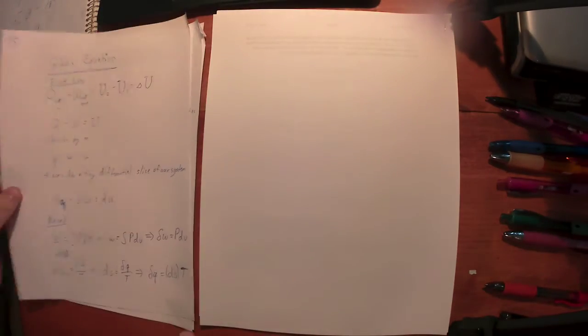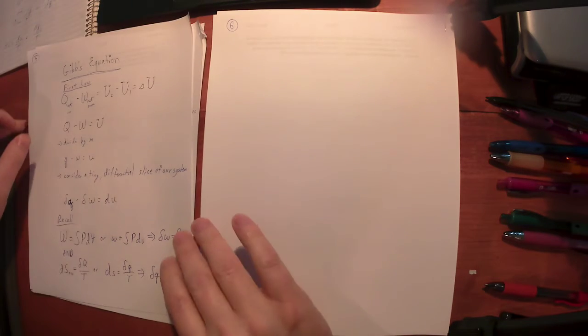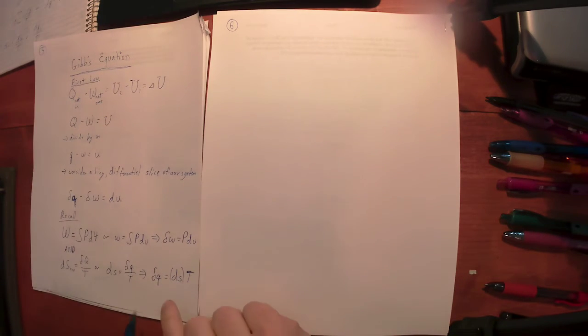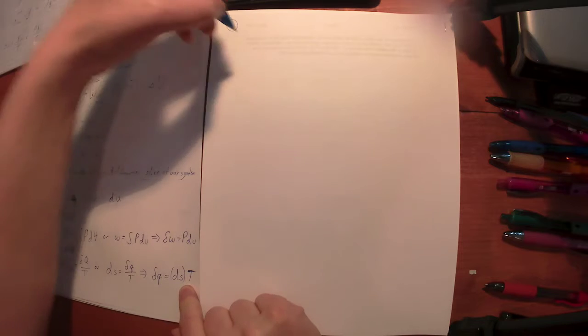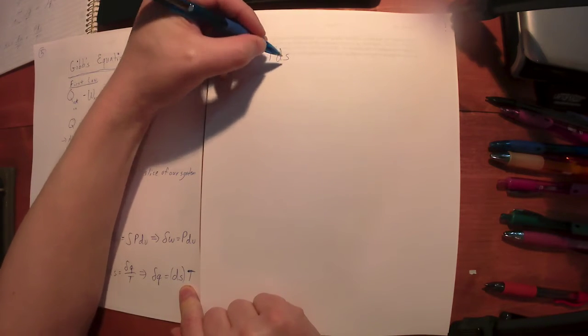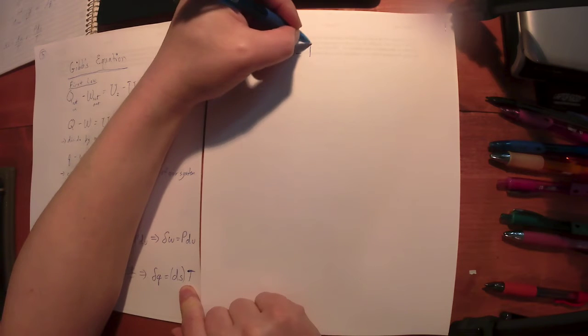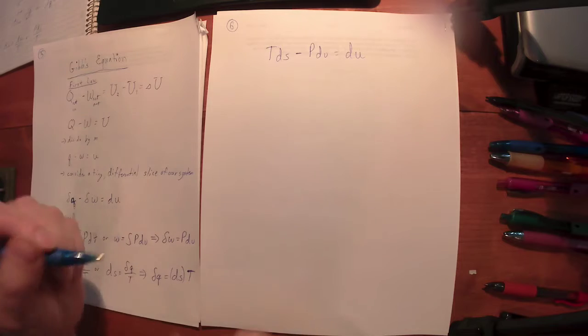And so page 6, for this set of notes, page 6 says, well, I'm going to plug this TDS and PDV into this expression. So for dq, I'm going to say, well, that's TDS minus PDV is equal to du.